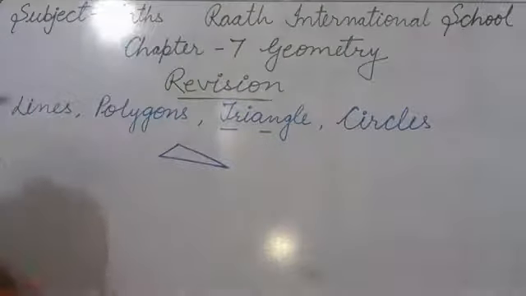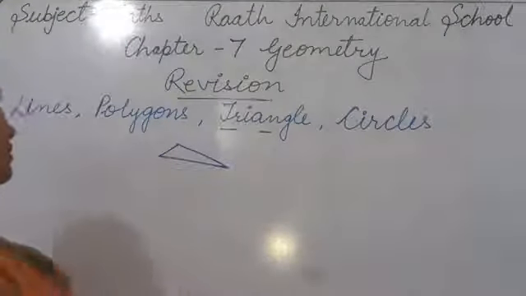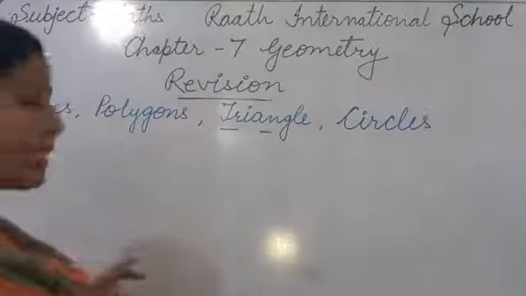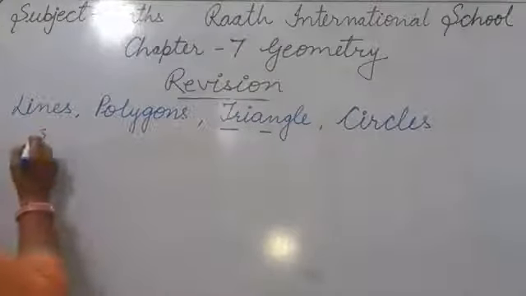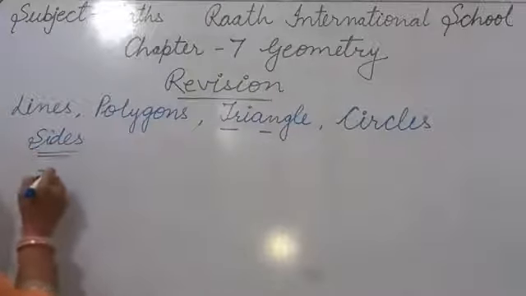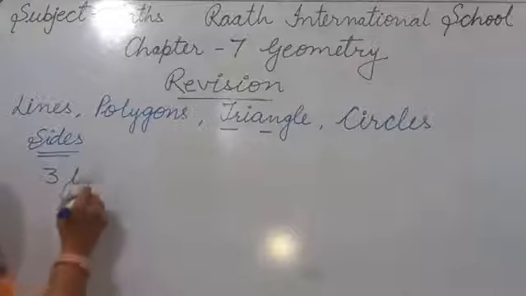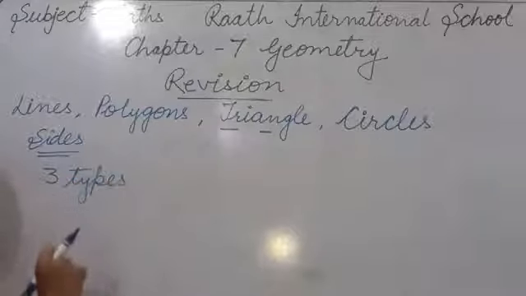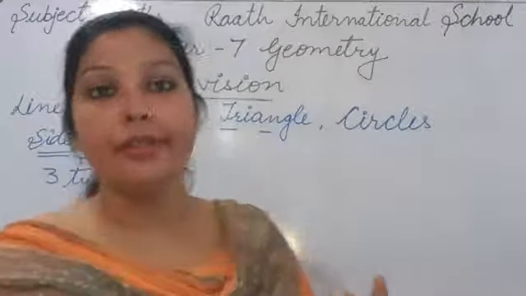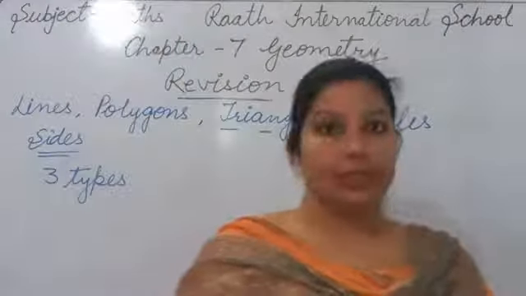Clear? Now according to the angles, अब आपके पास आती है angles के according, ये तो थी आपके पास sides के according. Sides के according three types, okay, I have told you sides के according three types कौन कौन सी होगी: isosceles, scalene और equilateral. Clear?